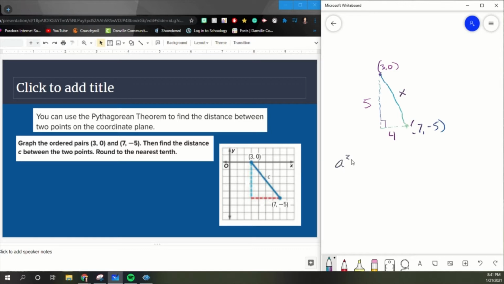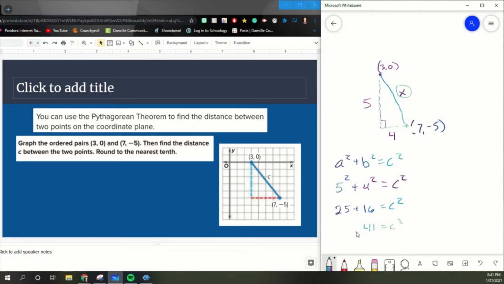And when we have that, we just use a squared plus b squared equals c squared to find out what our hypotenuse is. So let's plug in 5 for our a here and 4 for our b. So we get 5 squared plus 4 squared is equal to c squared. So you get 25 plus 16 is equal to c squared. When we add 25 and 16, you get 41 is equal to c squared.